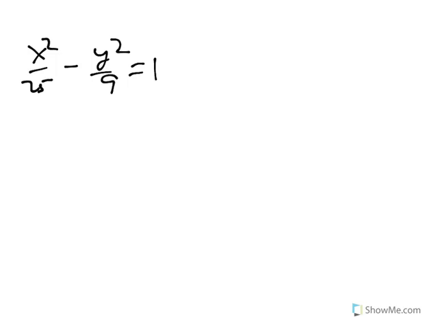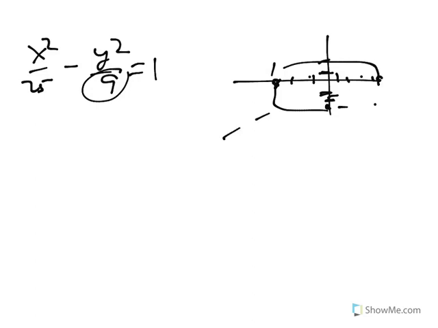Two more mysteries. One is this B value here. We used it to make the graph. We went right 5 and left 5. Then we went up 3 and down 3, but those points weren't actually part of the hyperbola. They just helped us draw the box, and then we drew our hyperbola.